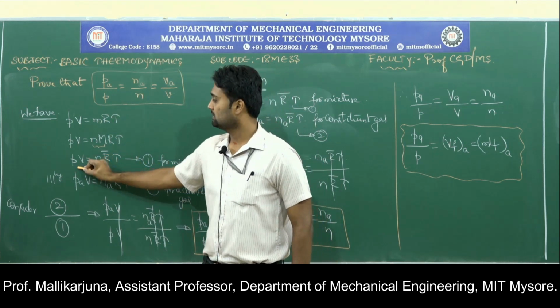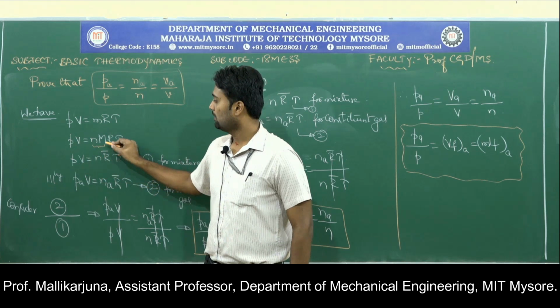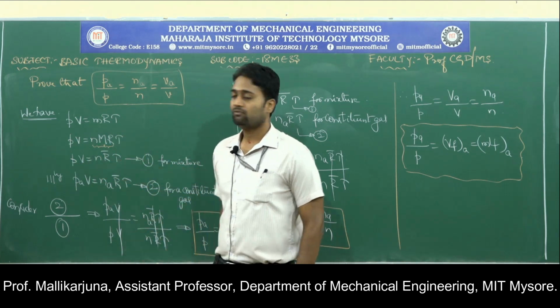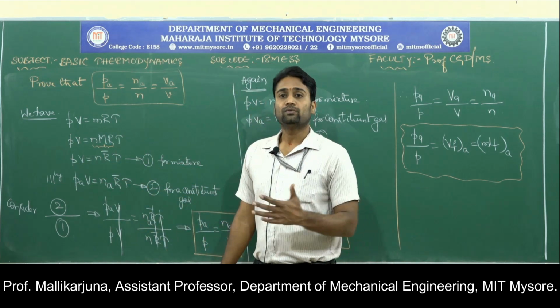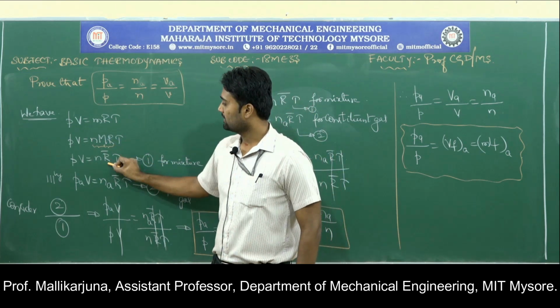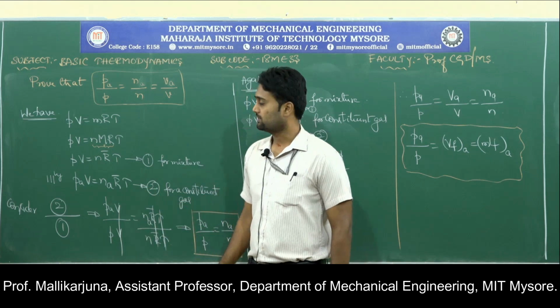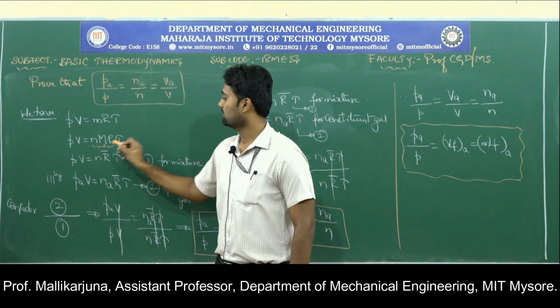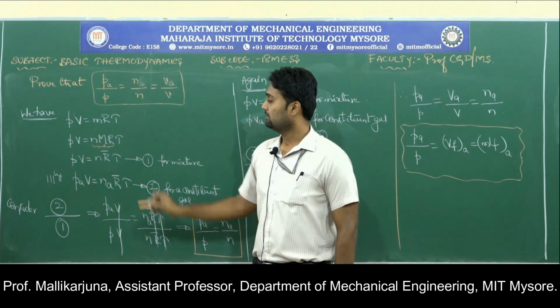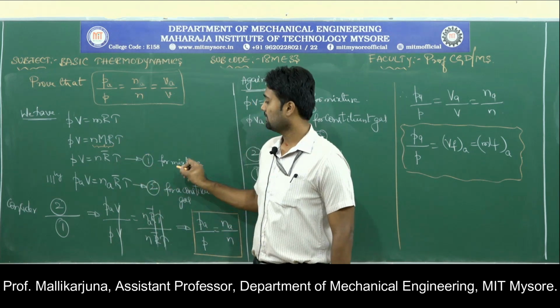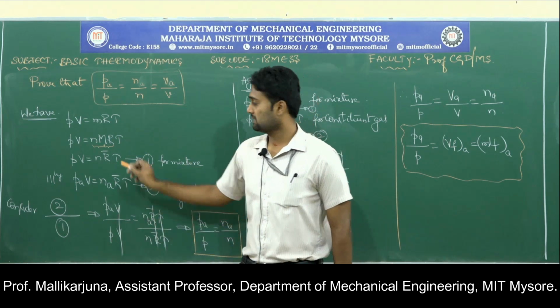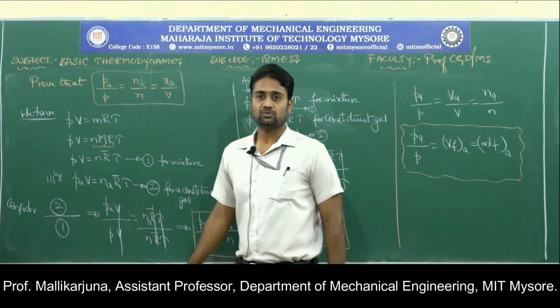In the next stage, I will write PV is equal to m into R, which is nothing but the equation for universal gas constant. So m into R is written as R bar, and I have written n as it is and T as it is. So this is one form of the equation, and I will call this the first equation, and this is for the mixture because I have not written any suffixes over there.